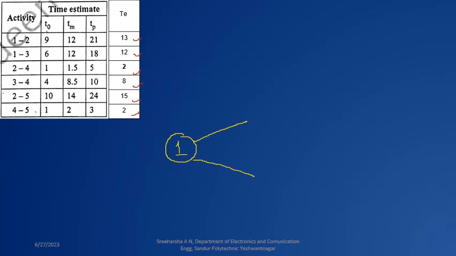Okay, so my first to the second activity, how much time is it taking? Duration is 13. So now I am writing here 13 and I am writing 2 here. Now first to third activity. How much time is it taking? Again it is taking 12. So I am writing the duration here as 12.